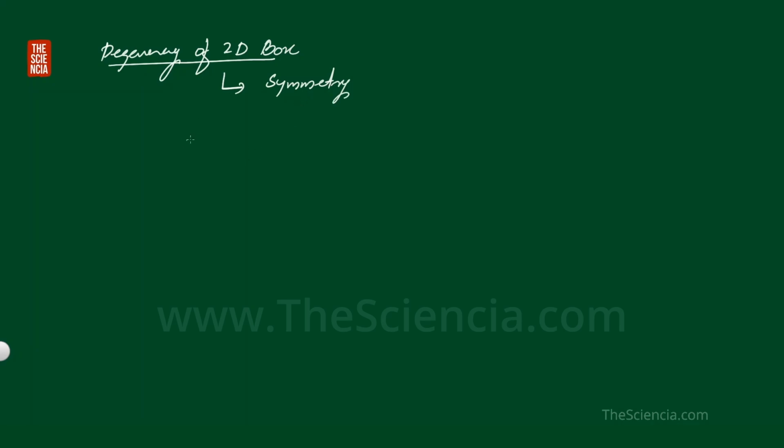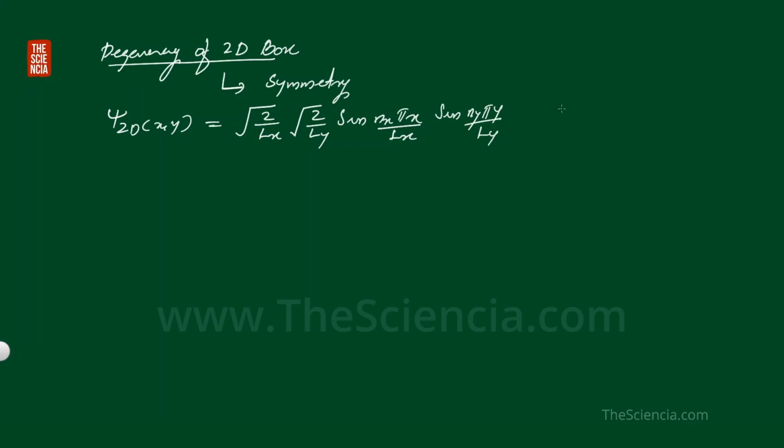Let us consider the 2D wave function, that is equal to root 2 by Lx times root 2 by Ly, sin(nx pi x by Lx) into sin(ny pi y by Ly). And we got the energy expression, E is equal to (nx square by Lx square plus ny square by Ly square) into pi square h bar square by 2m.